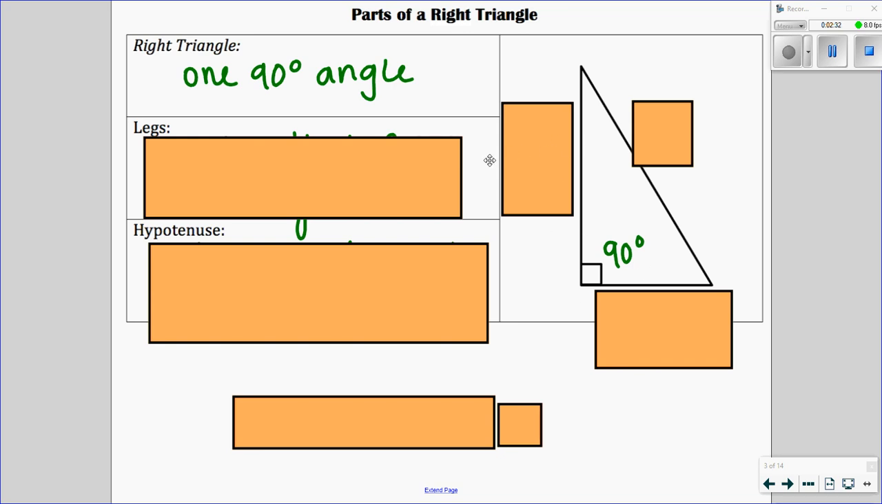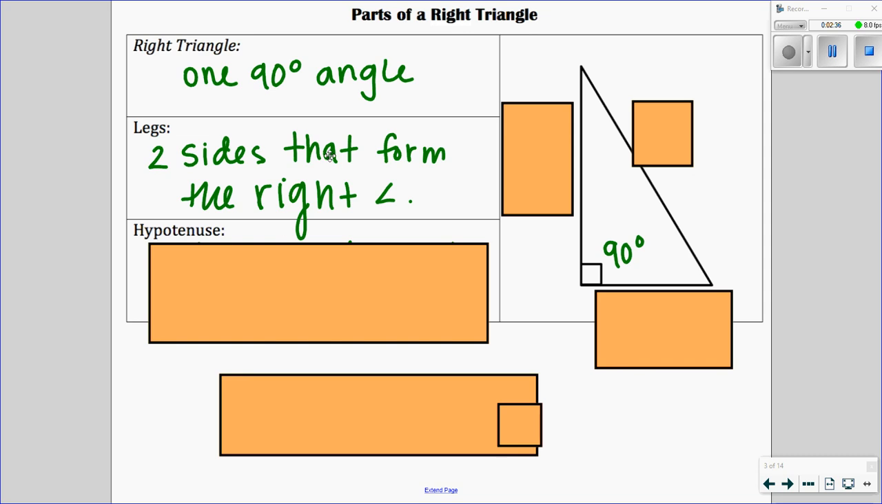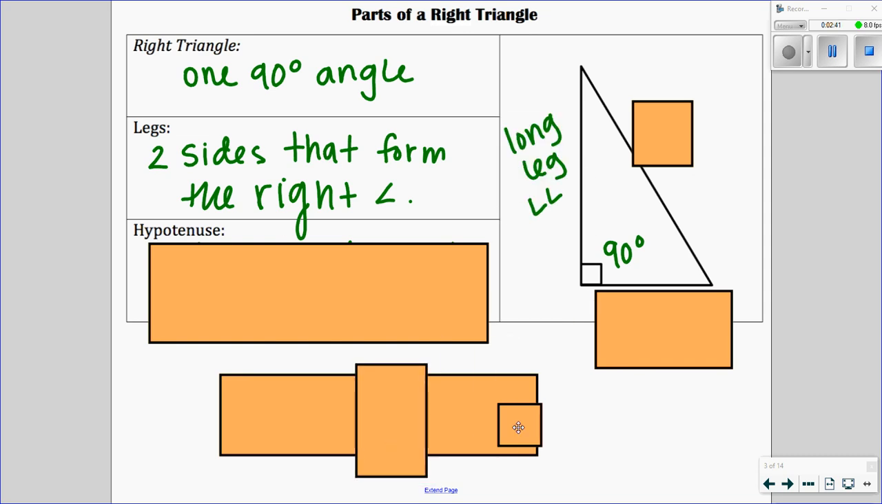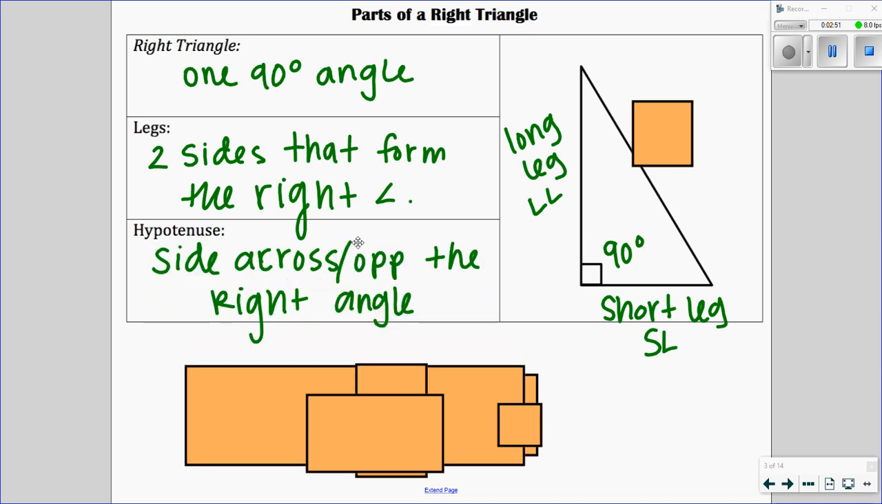The two sides of the triangle are called legs. They form the right angle. So we've got the long leg and the short leg. When you put those two together, they intersect, they will create a 90-degree angle. And the hypotenuse is the side across or opposite of the right angle. So if the right angle is here, opposite, that side is the hypotenuse.